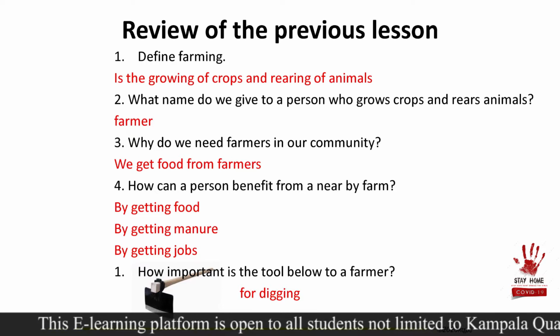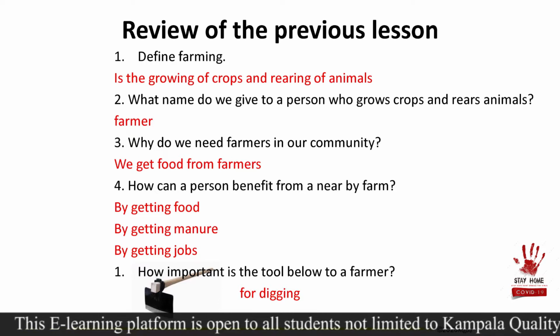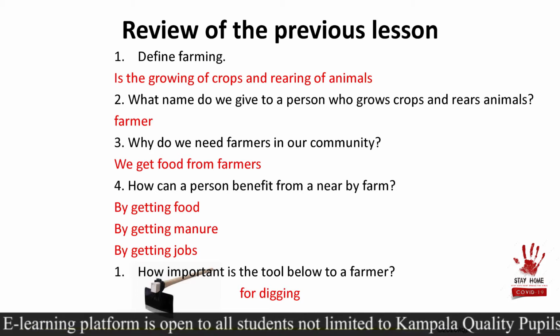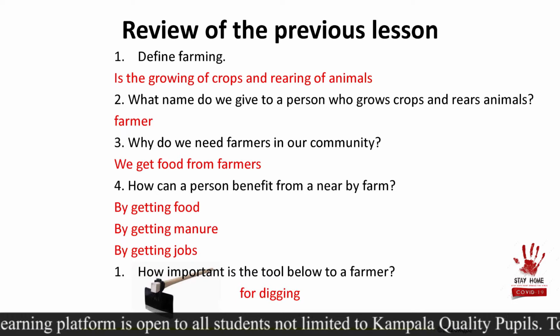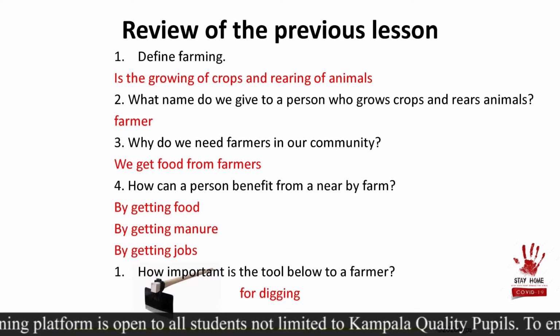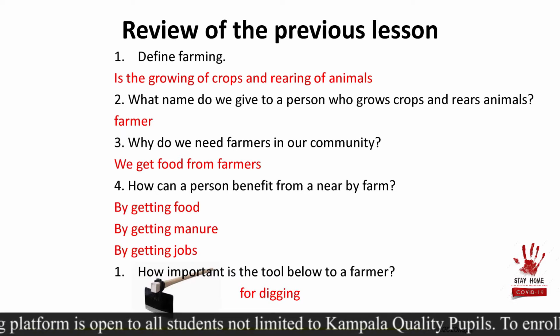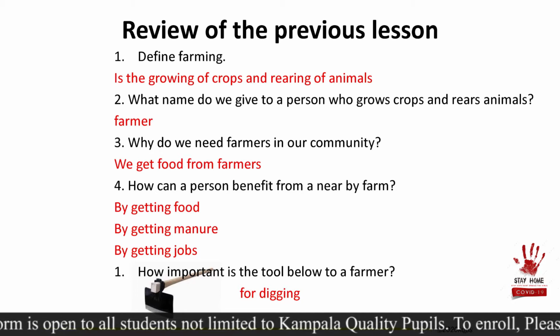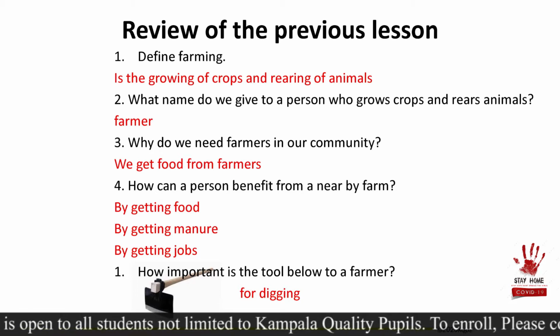And our first question was to define farming. And this is the answer. Farming is the growing of crops and rearing of animals. Question 2, what name do we give to a person who grows crops and rears animals? And that is none other than a farmer.